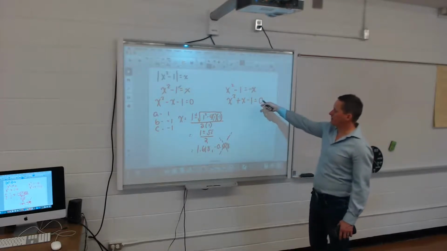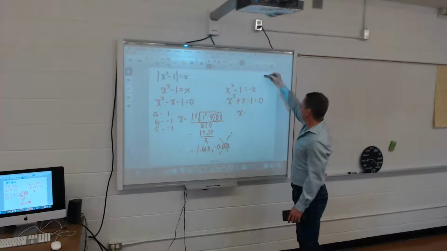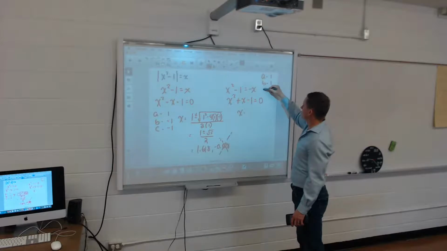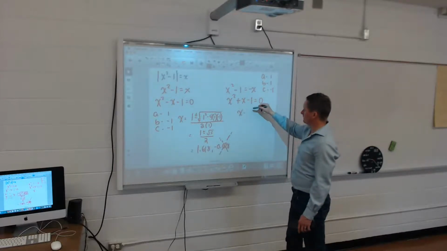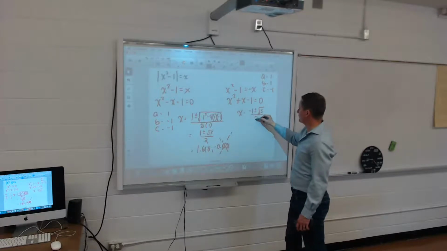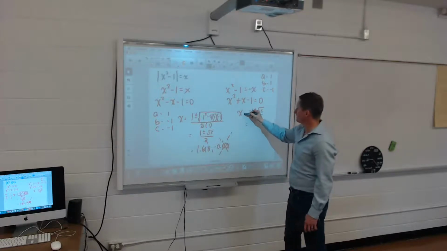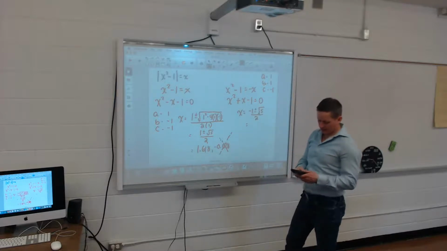Okay, so case 2, have to do the same thing. A is 1, B is 1, C is -1. So I'm going to end up actually very similar. So now I'm going to have -1 plus minus, it's going to work out to the square root of 5 over 2. Okay, so I've got the same thing I had in the first one.